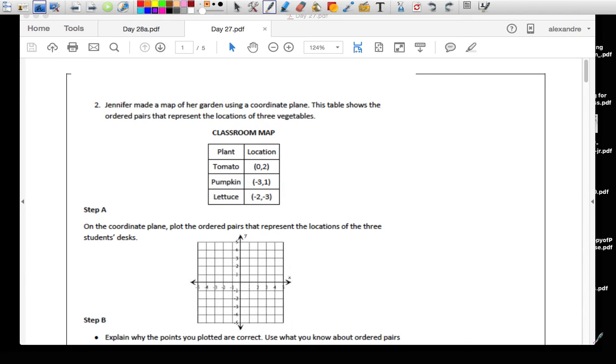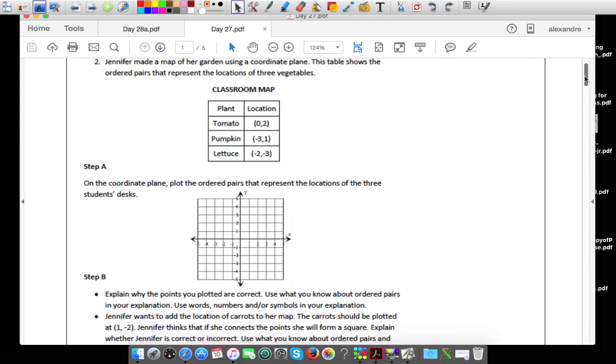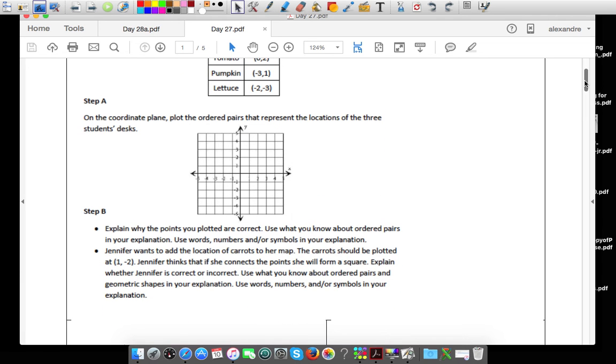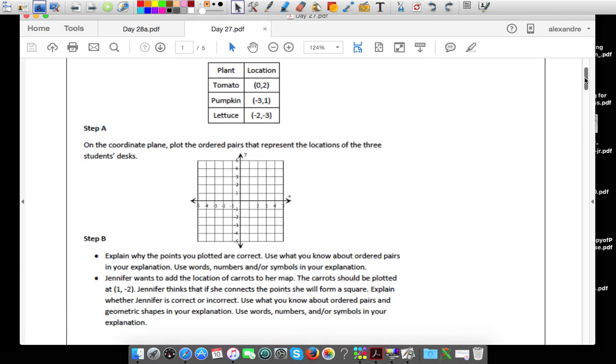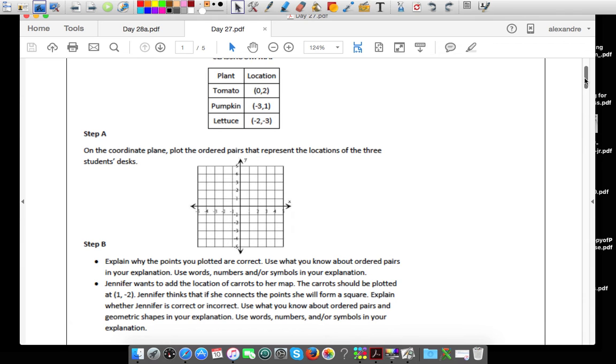So the first one: Jennifer made a map using her coordinate plane. This table shows the ordered pairs on the plot below. Plot the ordered pairs. Hopefully you still remember how to plot points. Okay, so first one. This represents garden (0, 2). I'm quickly going to do this.